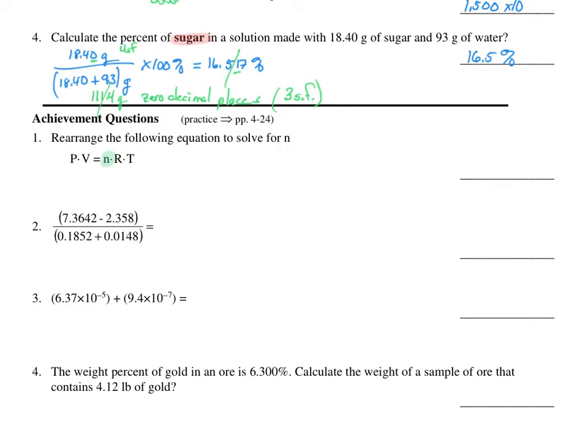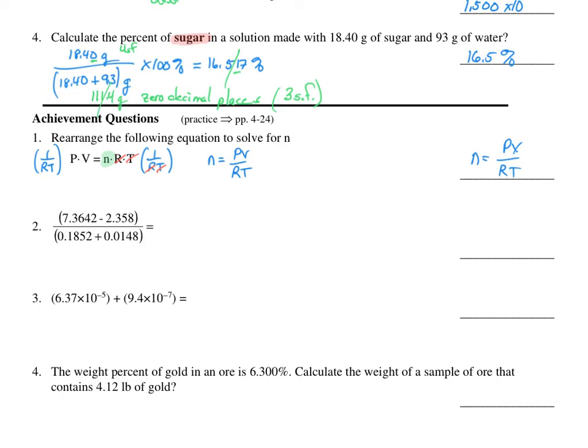Okay, we're solving this expression for n. So we want n by itself on one side of the equation, which means we need to divide both sides by r times t. That causes r and t to cancel on this side, and our result is n is equal to pv over rt. And we make sure that we report our answer in the appropriate space.